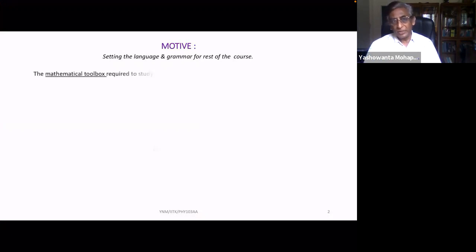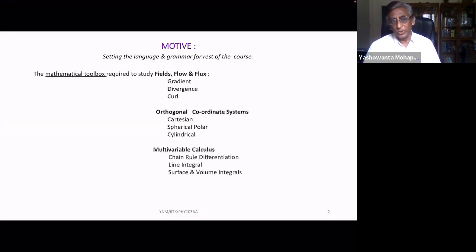The mathematical toolbox required to study fields, flows, and flux is, of course, something you already know. This is gradient, divergence, and curl. You have used the curl and gradient to some extent in the last course, but we'll use these three very intensively in this course.